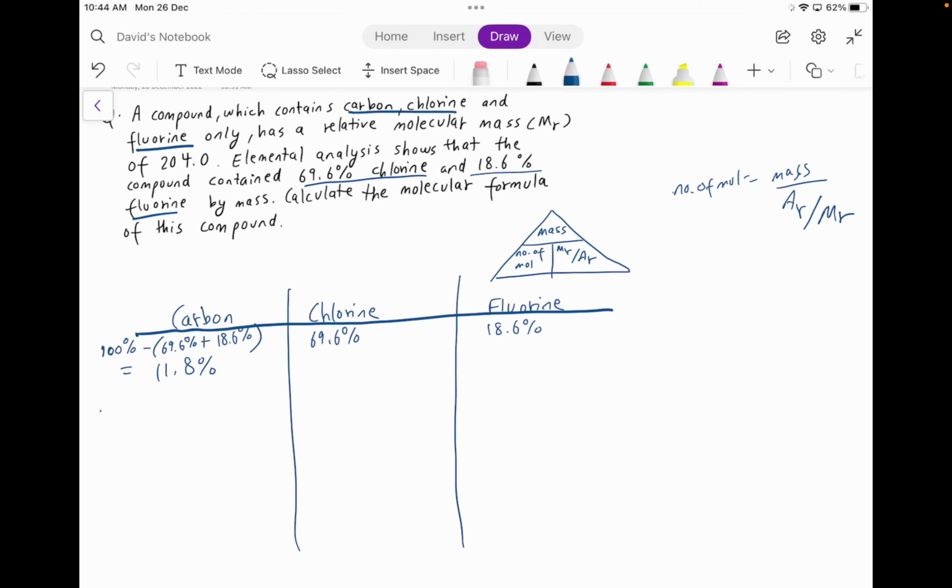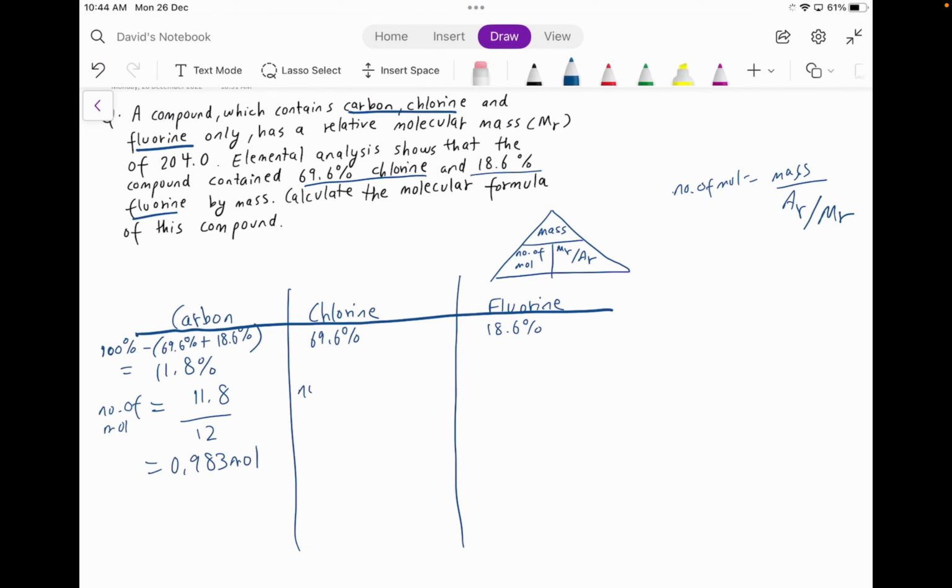So the number of moles of carbon is equivalent to the mass, which is 11.8%. You're just going to take it as 11.8 divided by the AR. We know that the AR of carbon in the periodic table is 12. If you look at the periodic table, you can just search it up. The relative atomic mass of carbon is 12. So 11.8 divided by 12 gives us about 0.983 moles.